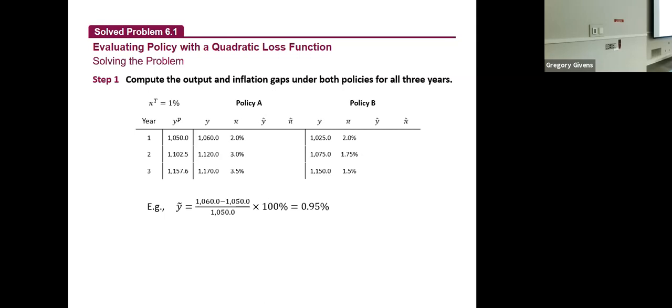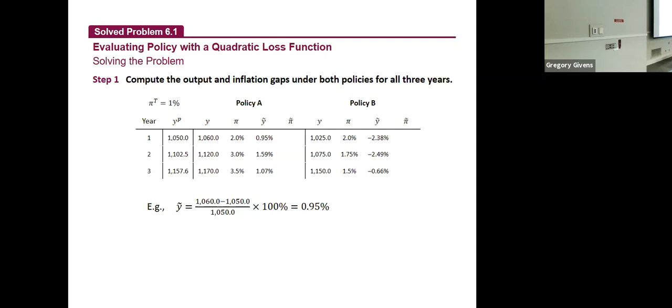So the output gap under policy A in year 1 is going to be 0.95%. Now, I'm not going to do these calculations for every one of them. I'm just going to put in what the numbers actually are, and I'll let you go back and practice these on your own. But what you're going to find is that if you plug these numbers into your formula for the output gap, you'll find that the output gap goes from 0.95 to 1.59 to 1.07% under policy A, and it's negative 2.38, negative 2.49 to negative 0.66% under policy B.